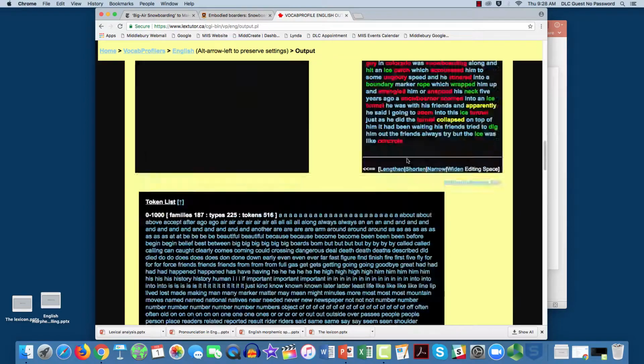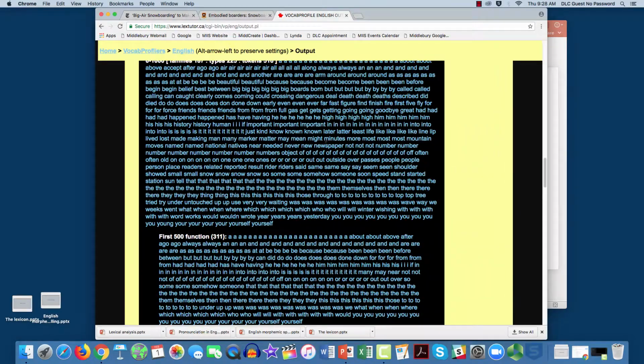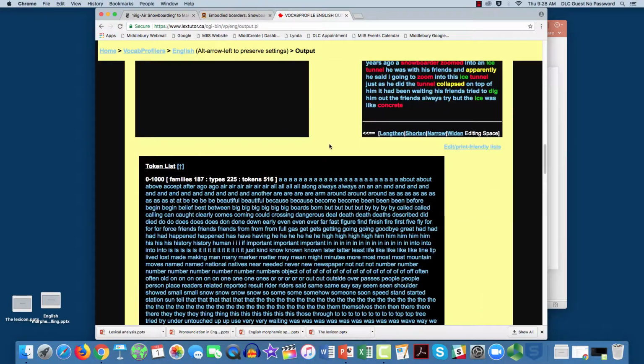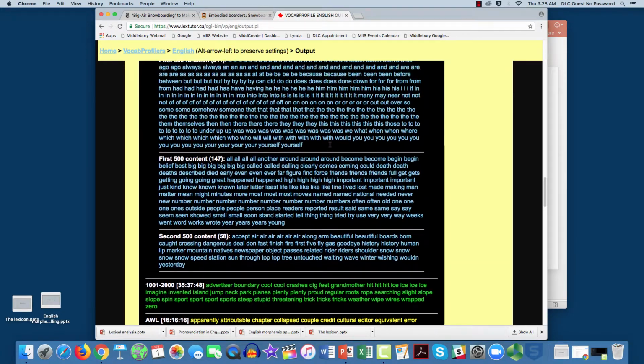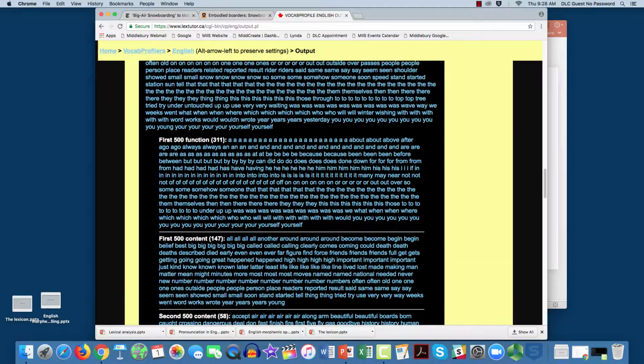0.54. So it's not that dense. You can also see them listed out here if you want to see. This is organized by type, so A is one type, and you can see all of the tokens of A there. So this can help the learner see how many times each one of these words is going to be used in a text.